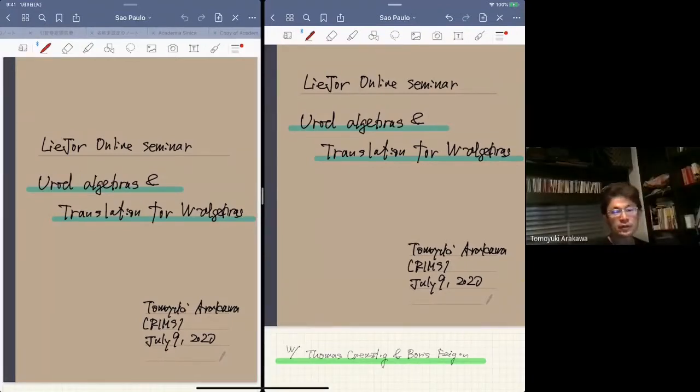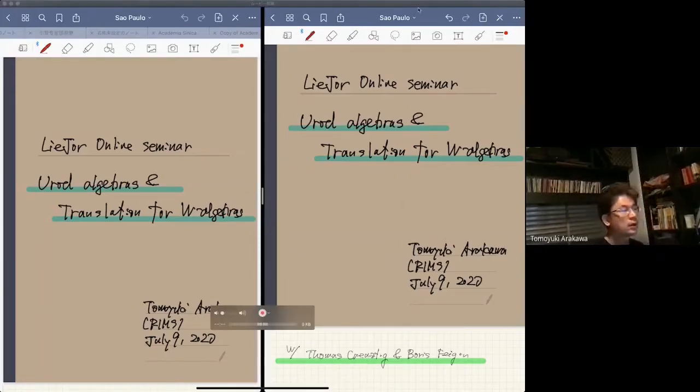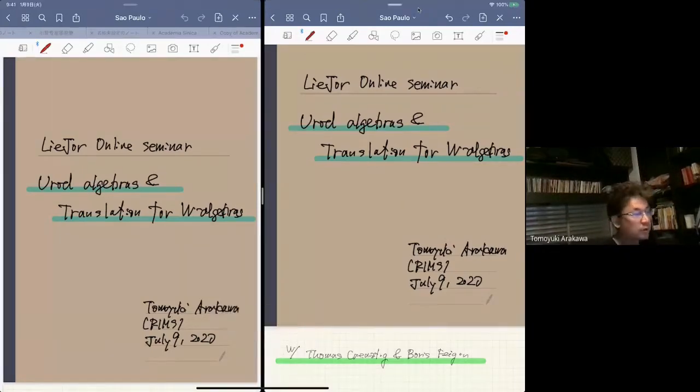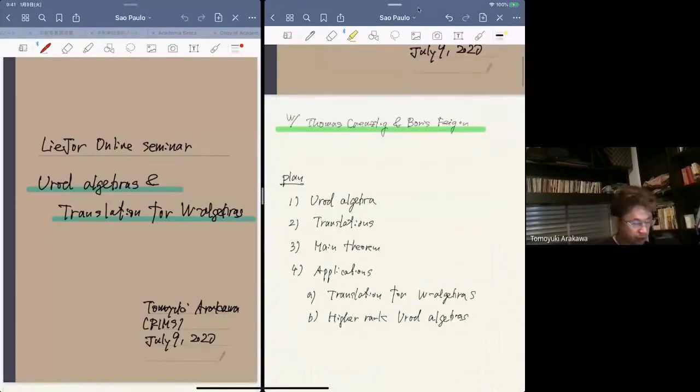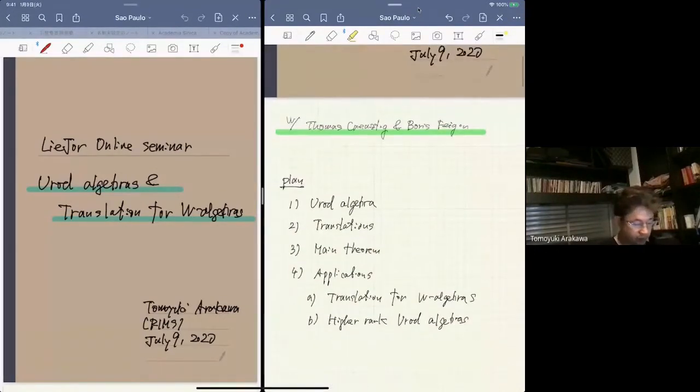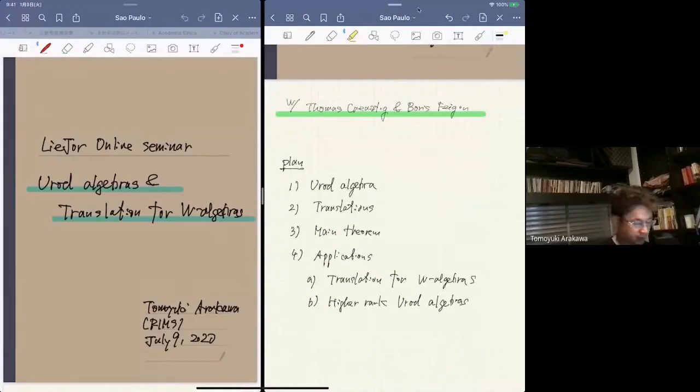Thank you very much for the introduction, and thank you very much for the invitation. I'd like to talk about Urod algebras and translation for W-algebras. This is a joint work with Thomas Creutzig and Boris Feigin. Please interrupt me anytime. This is my first time giving a talk by Google Meet, so let me know if something is wrong.